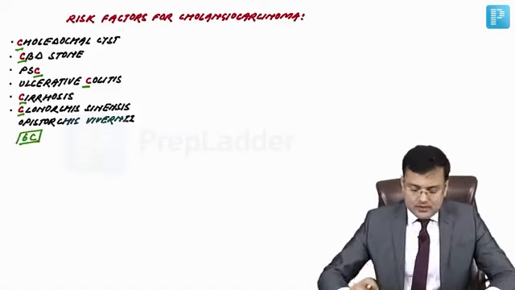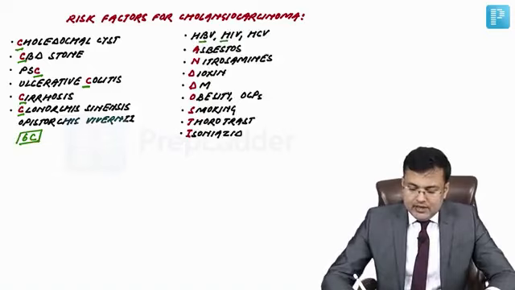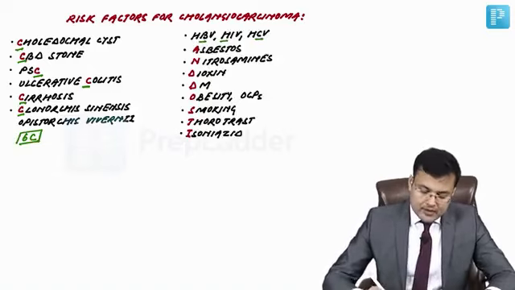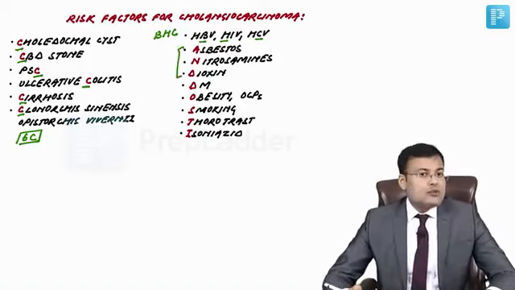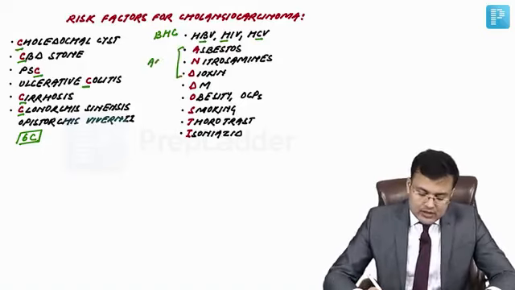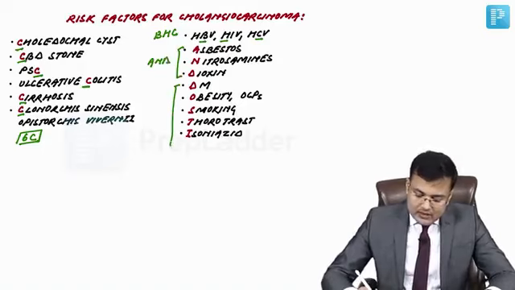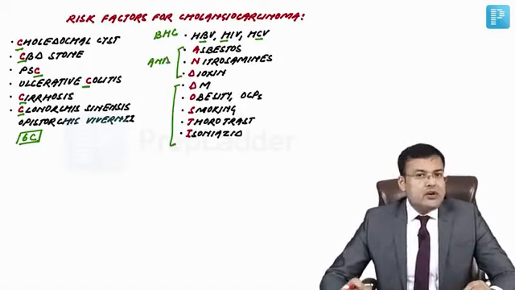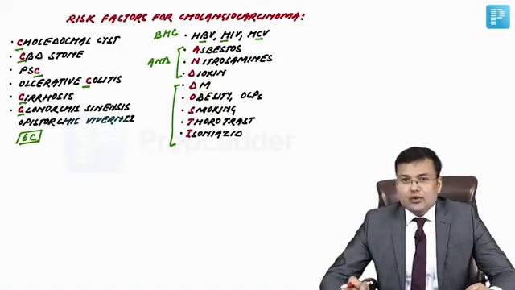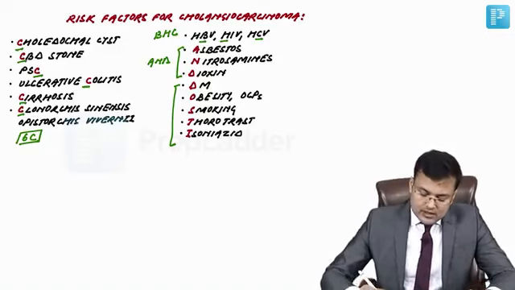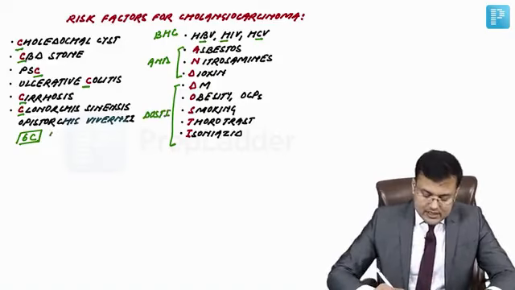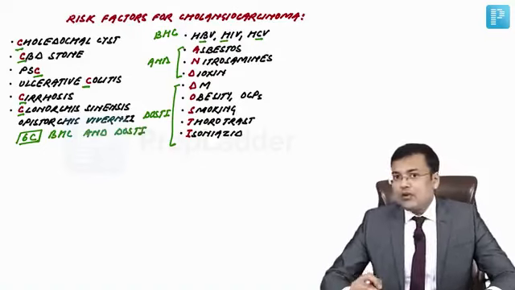What are the other risk factors? Hepatitis B virus, HIV, and hepatitis C virus. So how to remember? BHC. Asbestos, nitrosamines, dioxin. And here diabetes mellitus, obesity, OCPs, smoking, thorotrast, isoniazid. So this is DOST. So how to remember? 6C, BHC, and DOST. These are the risk factors for cholangiocarcinoma.